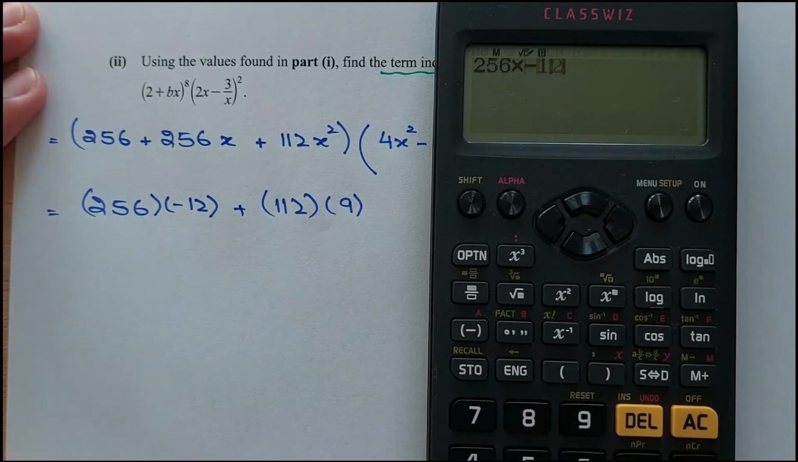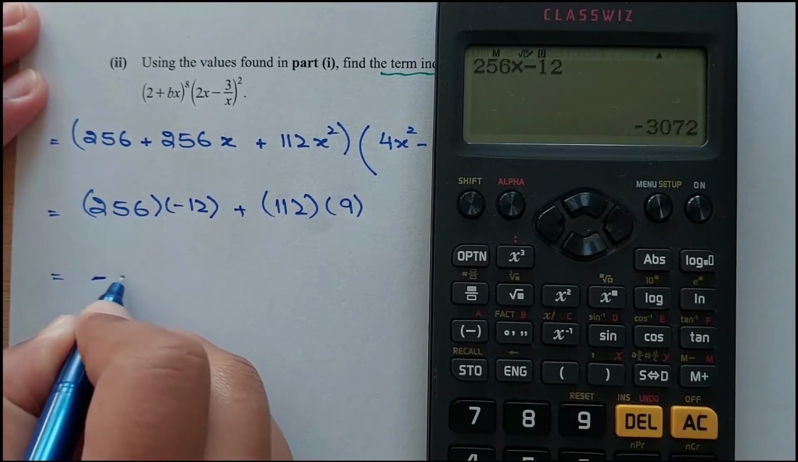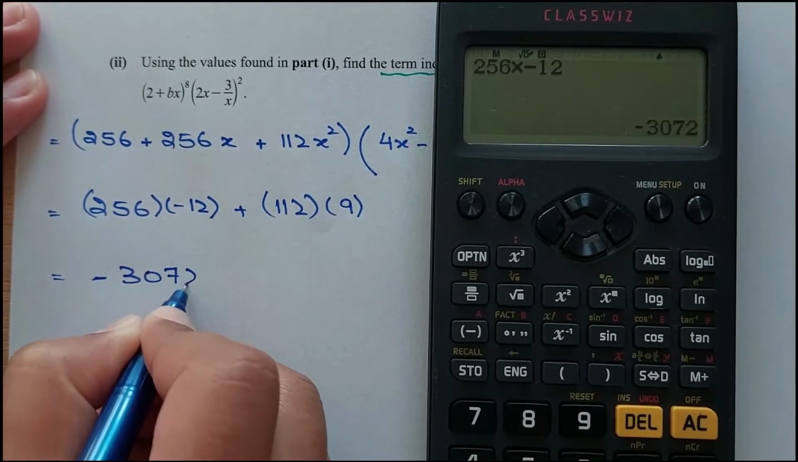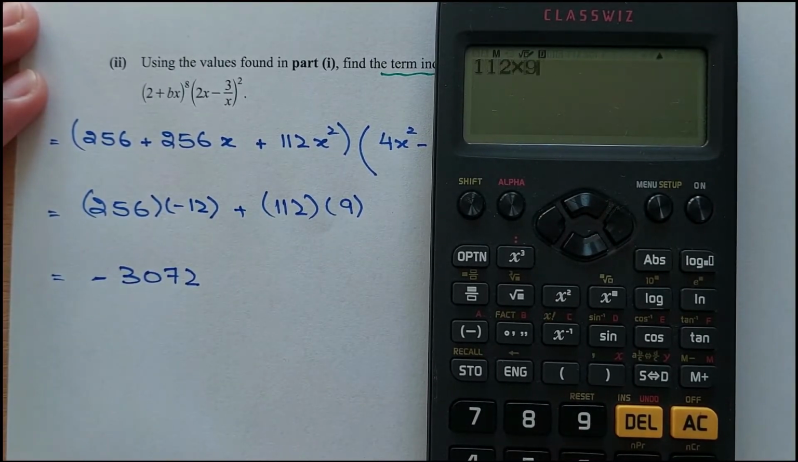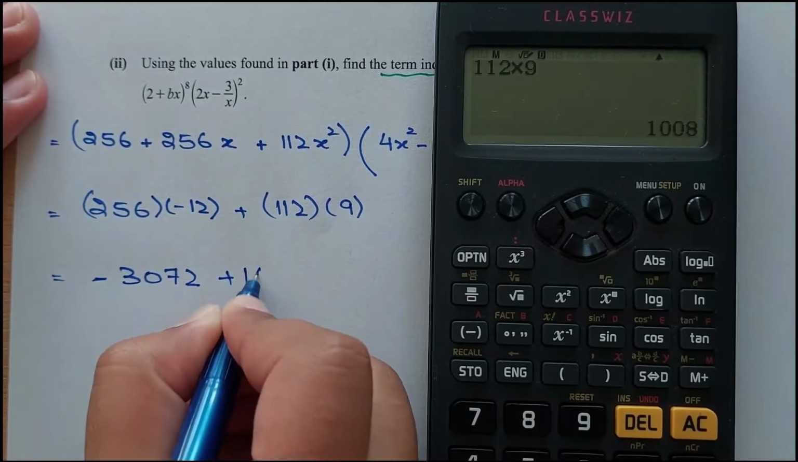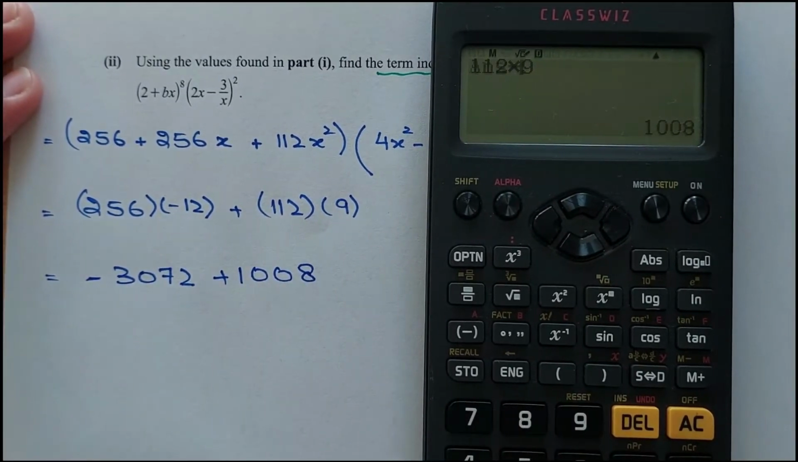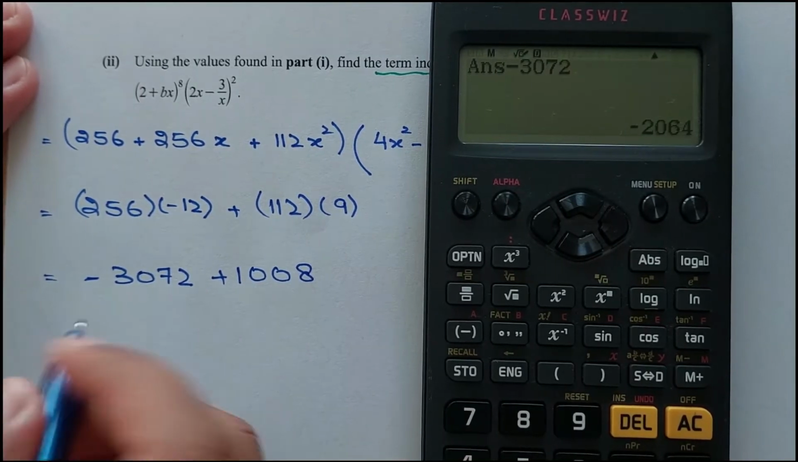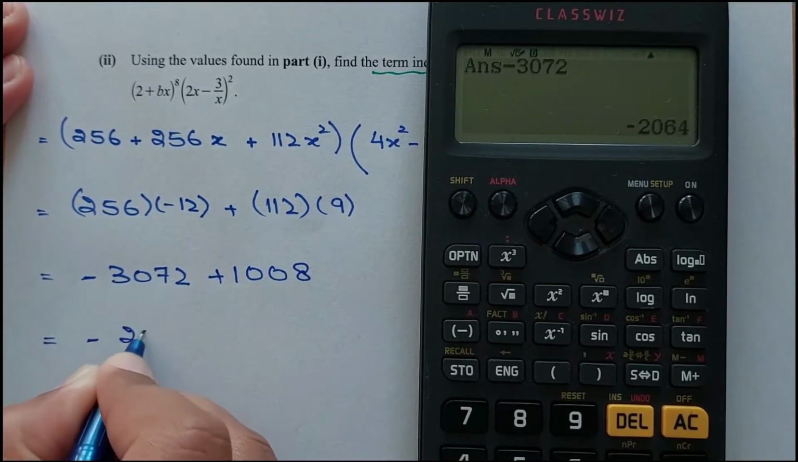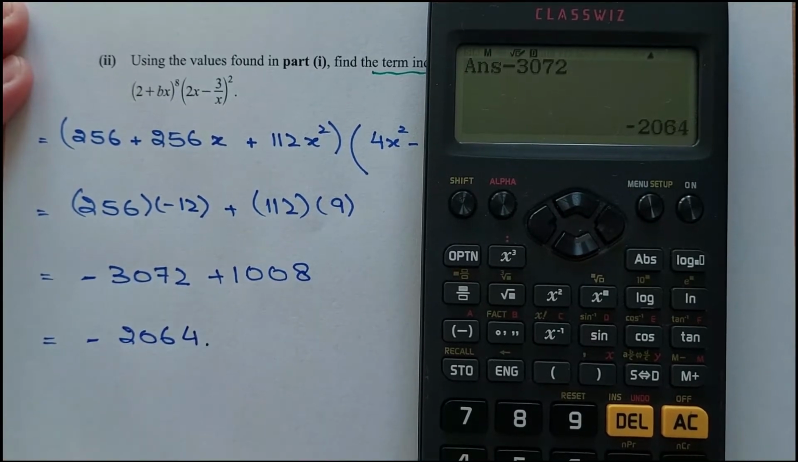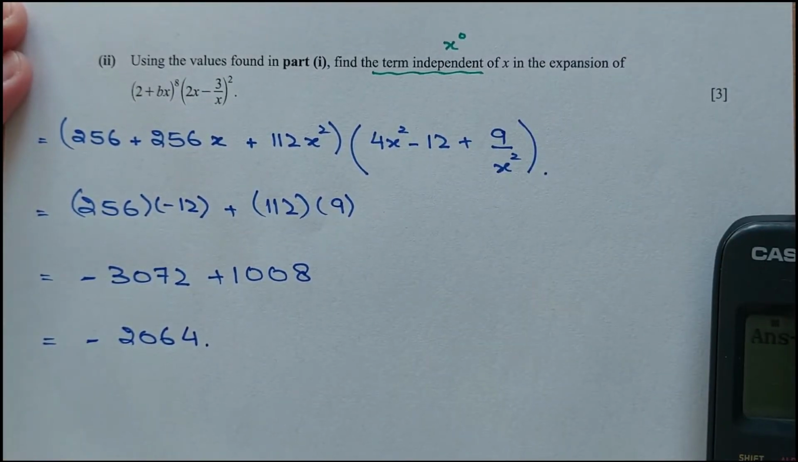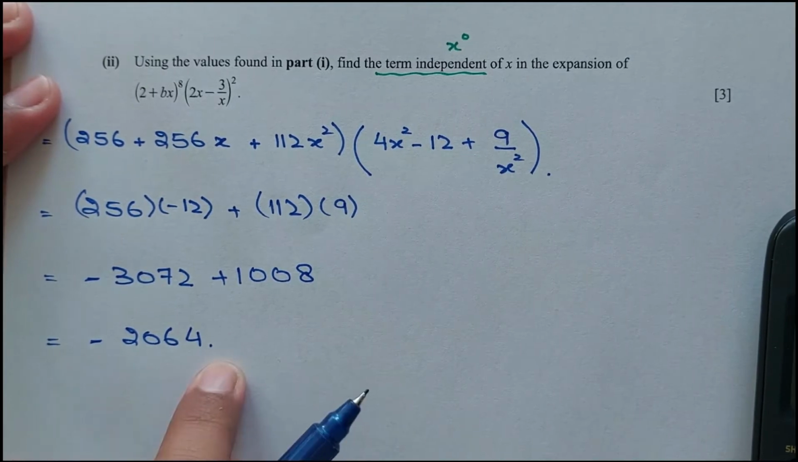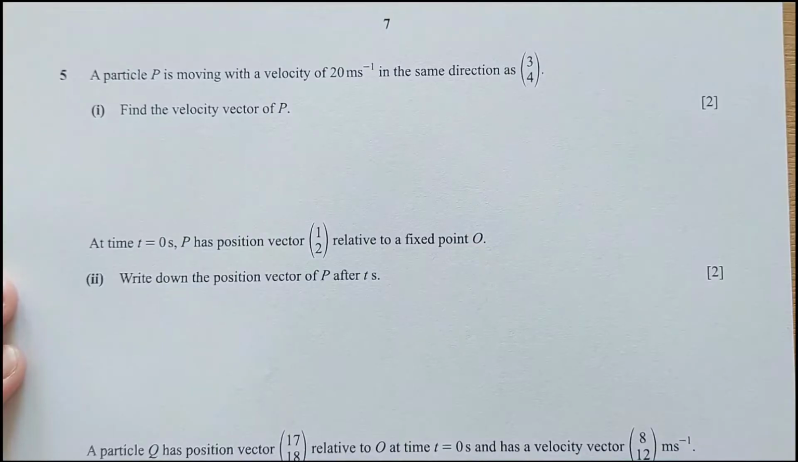256 times minus 12, this is equals to minus 3072. 112 times 9, this is plus 1008, and subtract 3072, this is minus 2064. So we can say that the term that is independent of x in the given expansion is minus 2064.